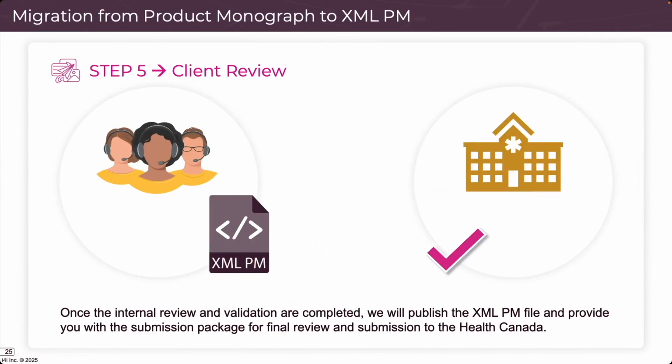Once the internal review and validation are completed, we publish the XML PM file and provide you with the final XML PM package via the same method as the initial request. During your review, you can request any minor changes or updates to the label. This cycle can repeat until the file is ready for submission to Health Canada.